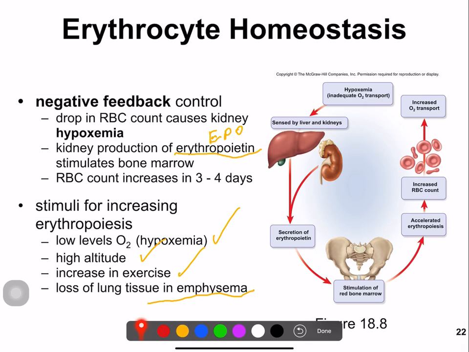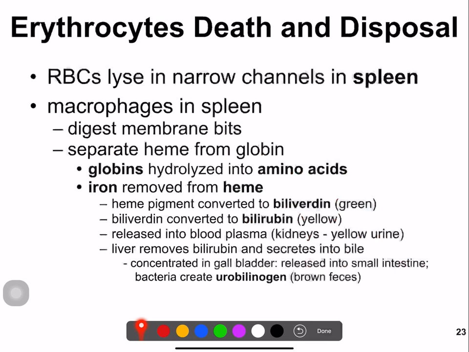And the basic pathway is that we have hypoxemia, which is sensed by the liver and the kidneys, and they are sources for the hormone EPO, erythropoietin, which stimulates bone marrow production, which accelerates the rate of red blood cell development, and I end up with an increased red blood cell count, and therefore I'm carrying more oxygen, and hopefully you've corrected the hypoxemia. Now, how about red blood cells, getting rid of them and recycling?